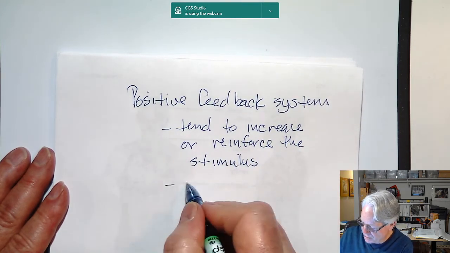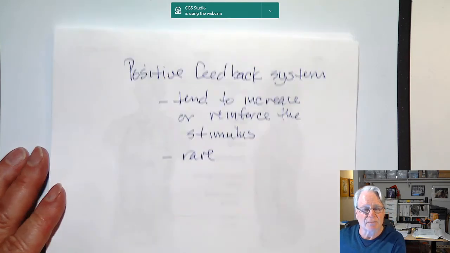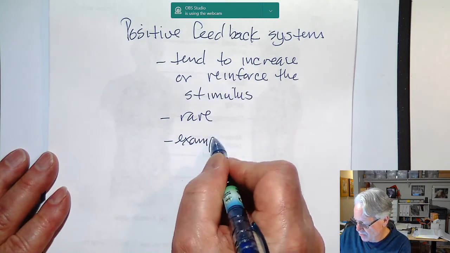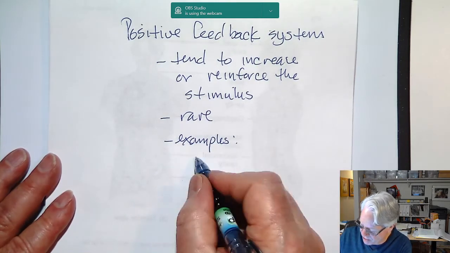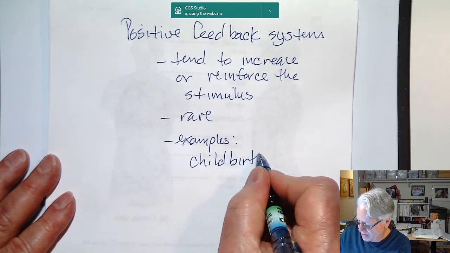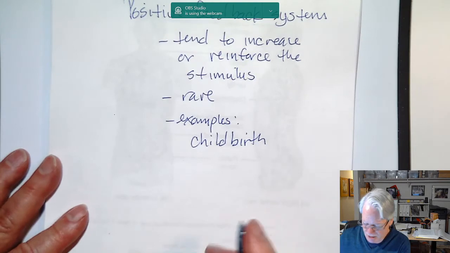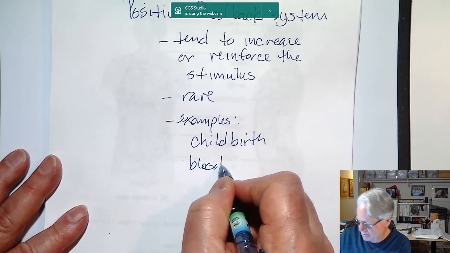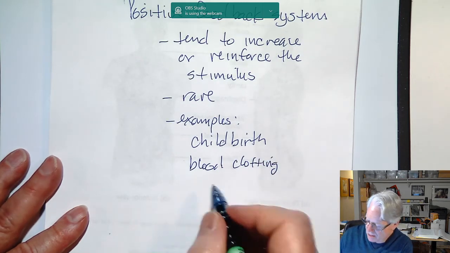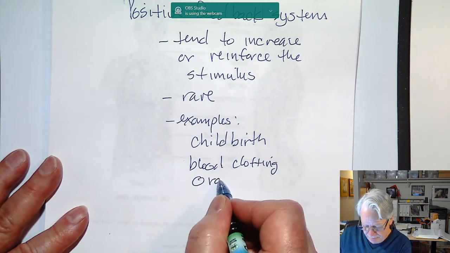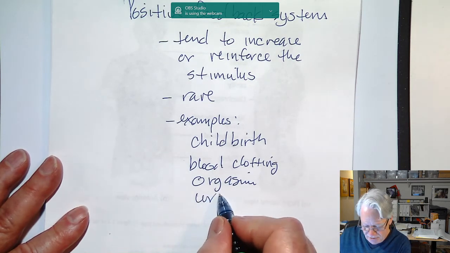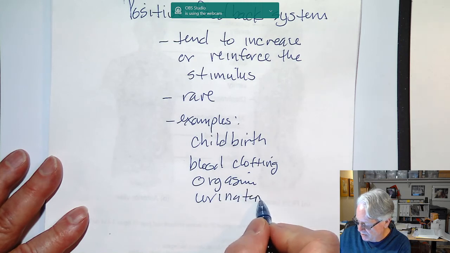These are rare, as you might imagine. But some examples of where this is necessary would be childbirth. That's a positive feedback system. Blood clotting. Orgasm. And urination. All of these are examples of positive feedback systems.